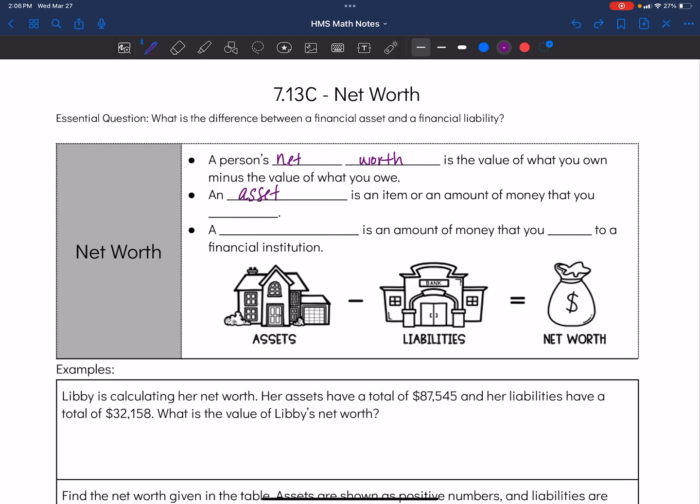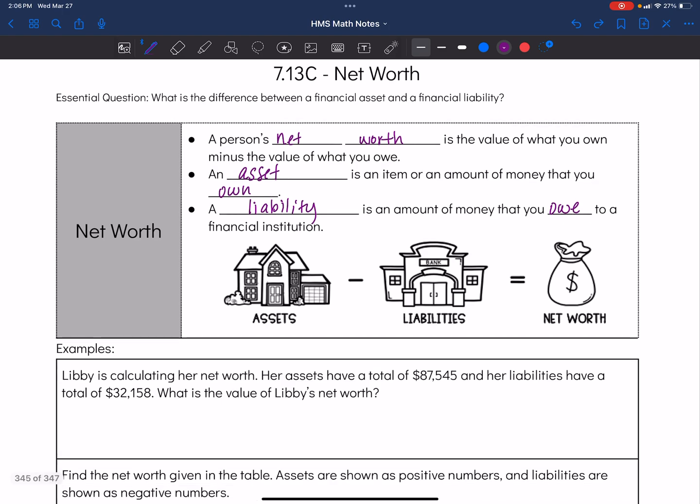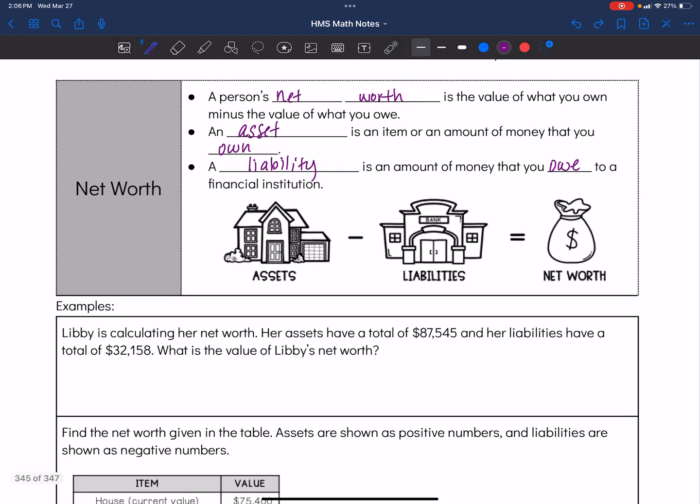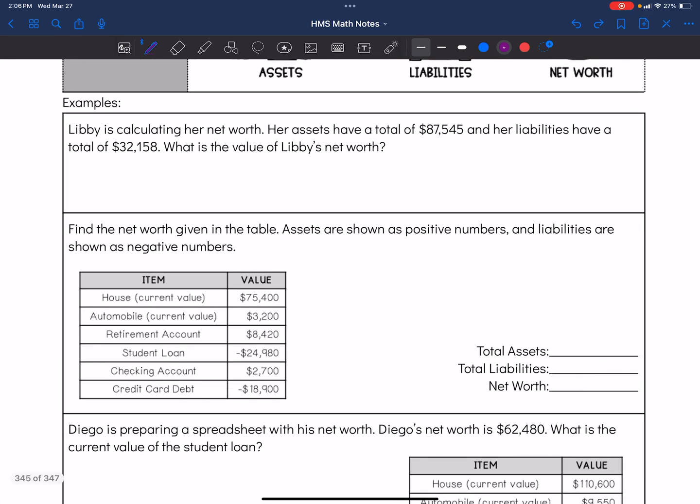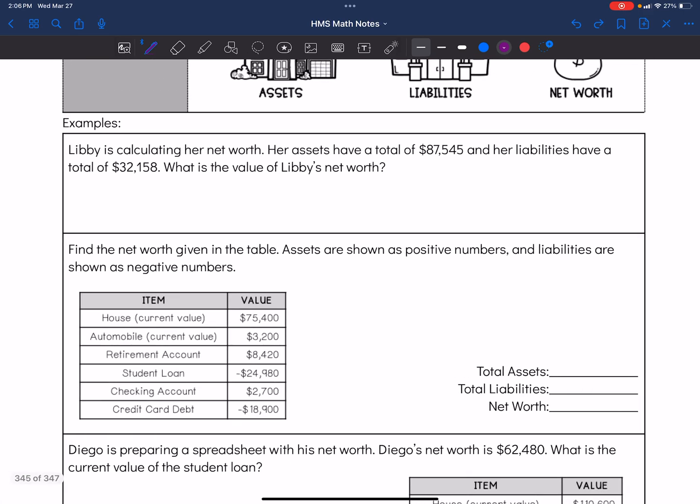An asset is an item or an amount of money that you have. It's what you own. Then, of course, the liability is the amount of money that you owe to someone else, like a bank. So assets minus liabilities equals net worth. We're taking what we have, we're subtracting what we owe, and we're getting our total net worth. So a lot of addition and subtraction today. That's what we're doing. Getting into it.